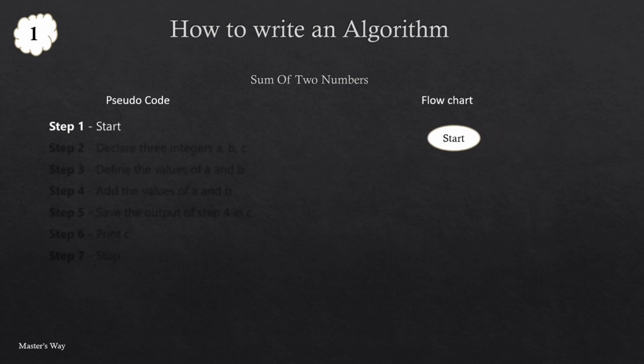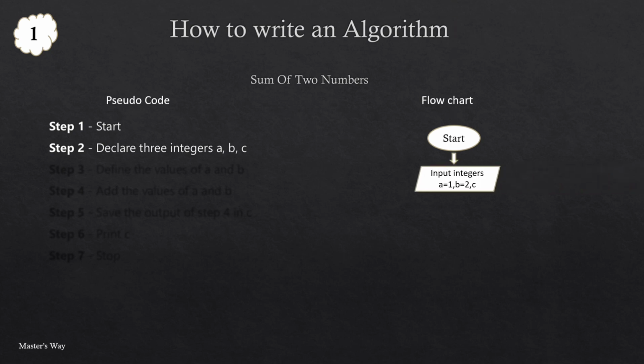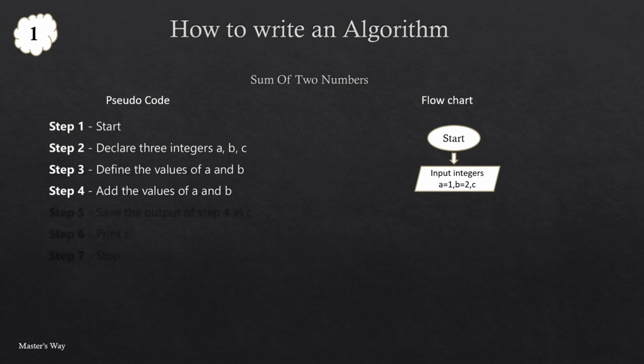Then next we are entering into the algorithm. Then we will declare three integers a, b, c. Then we will draw a flowchart with an input of integers a equal to 1, b equal to 2 and c. We are declaring those three integers. Next, we will define the values of a and b. Okay. And we will add the values of a and b at a time. So you can see and save the output of step 4 in C. That is nothing but step 4 is add the values of A and B.